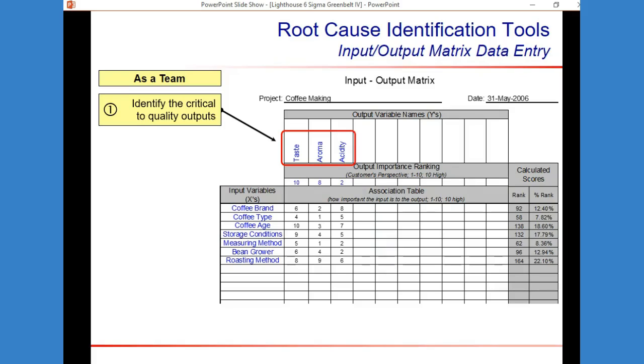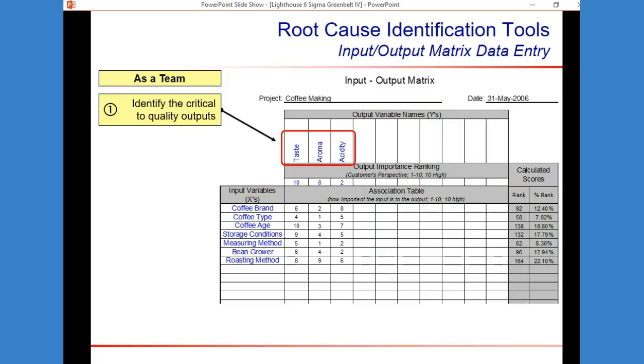So for coffee brand, I'm saying my taste is a 10. 10 is my most important thing, out of 1 to 10, 10 being coffee taste is critically important. I'm saying coffee brand is a 6 out of 10 as far as how I think it affects taste. Then it's a 2 on aroma, but an 8 on acidity. So coffee brand has a pretty high score based on the effect on acidity. And then what the analysis does for me is it ranks and gives me the percentage of the rank.